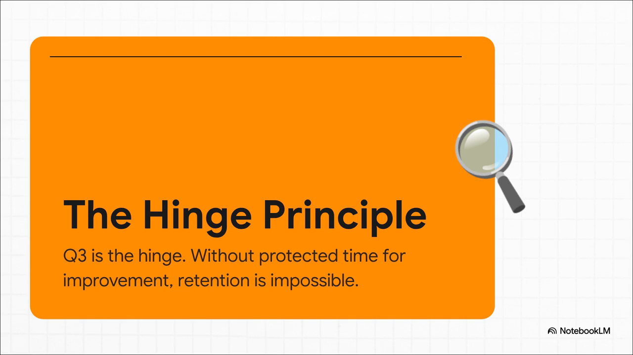Question number 3, time allocation, is the hinge on which the entire educational system turns. Without allocated, fiercely protected, and measured time for proactive improvement, student and staff retention is fundamentally impossible. Time allocation is the ultimate hidden variable here.